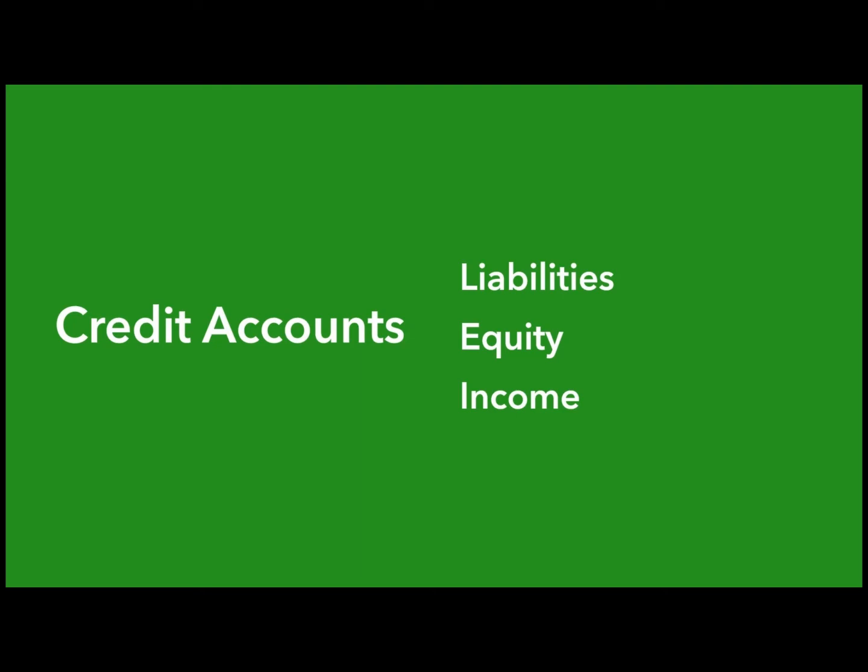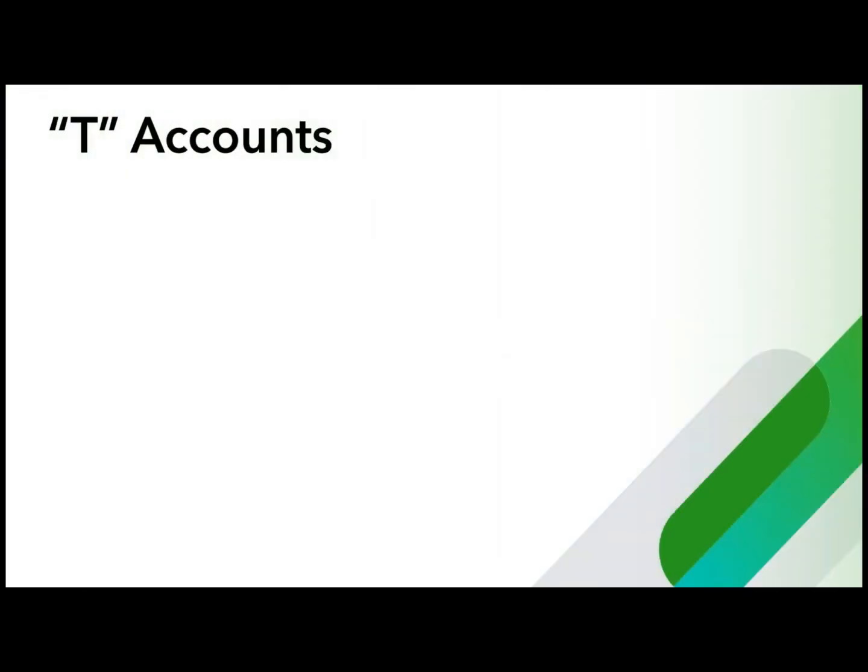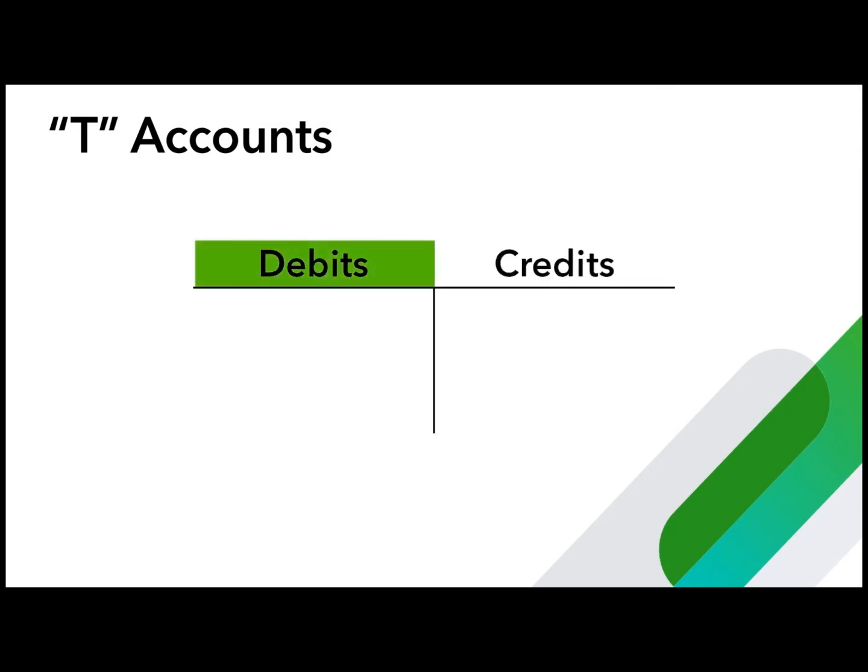If the source of money is from any of these accounts, their balance increases. Why do we use the terms left and right to describe debits and credits? Accountants use the letter T to represent accounts. This helps ensure that everything balances. The left side of the T is the debit, and the right side of the T is the credit.